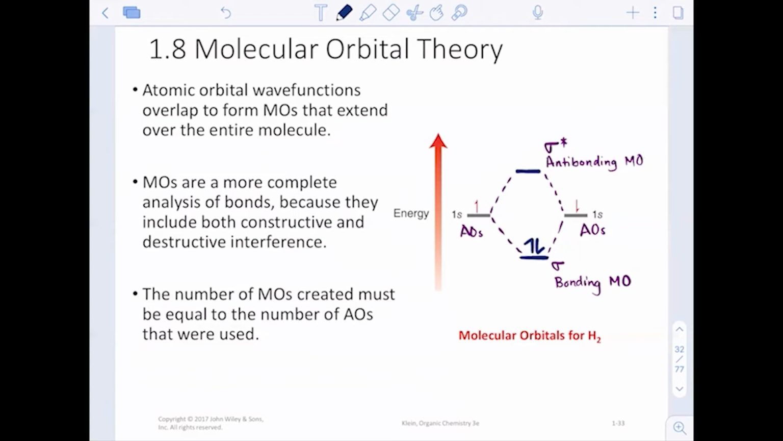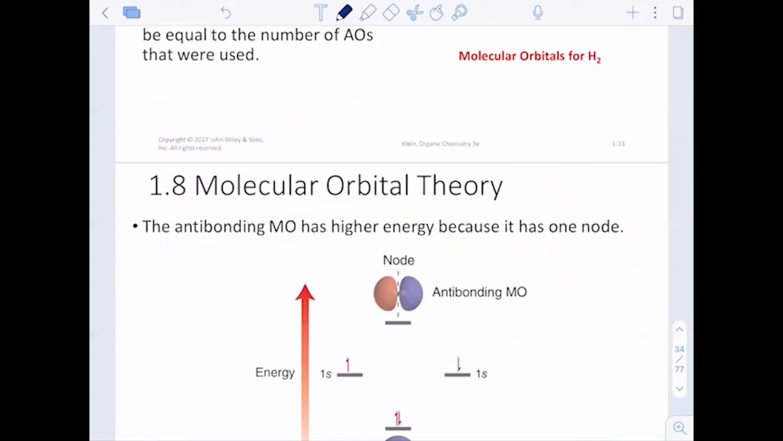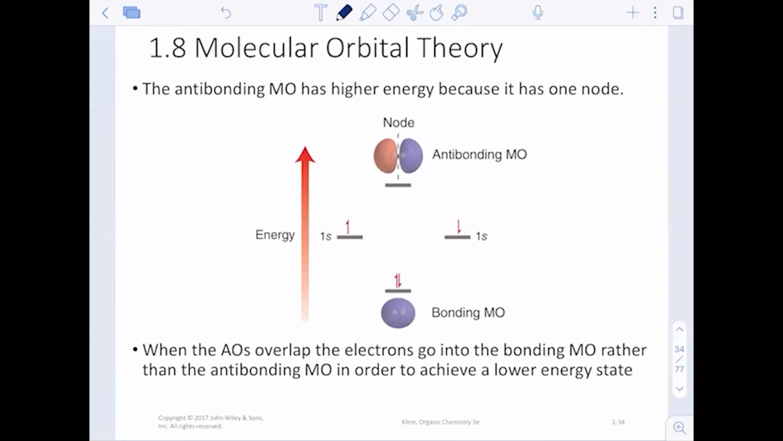Now, when we look at this idea in terms of Venn diagrams, in terms of the constructive versus destructive, looking at the node in that anti-bonding orbital, this is unstable. That was the destructive interference. Over here, bonding, stable. It's the constructive interference.